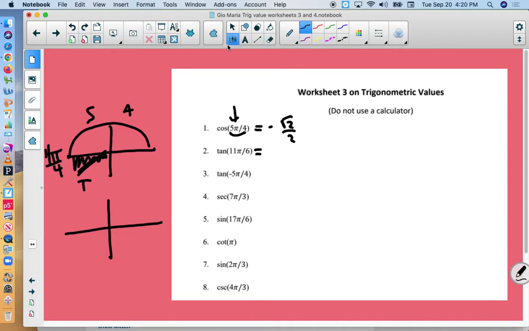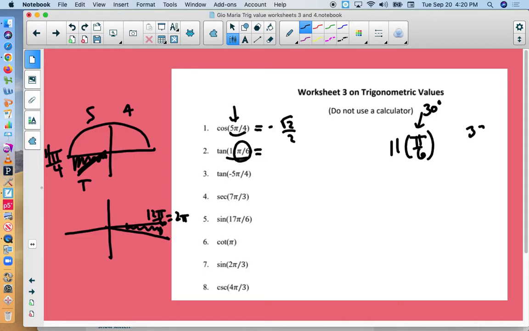12 pi over 6, I'm just thinking in terms of 6's, is 2 pi. And so 11 pi over 6 didn't quite make it there, so it's 30 degrees away. You can think of 11 pi over 6's. That's interesting to look at for a minute. Pi over 6 is like 30 degrees, so if you translate, just like if you translate the word desk into Spanish, they're interchangeable. That would give you 330 degrees, which is the same thing as what I have right here.